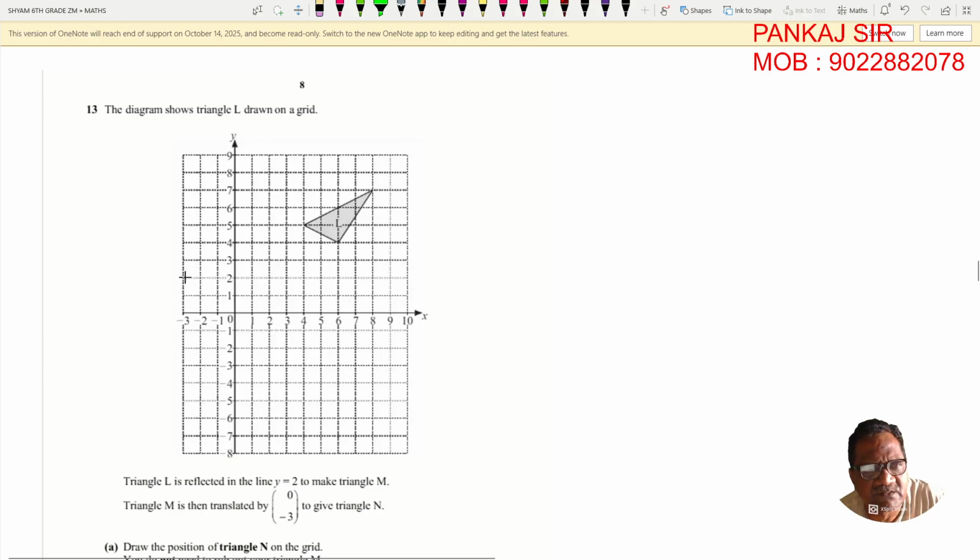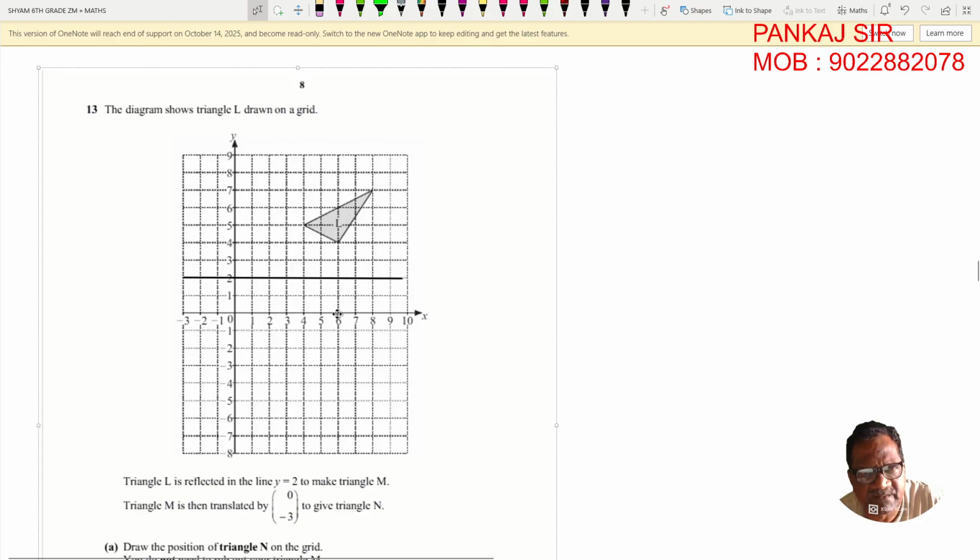So along this particular line, this is that mirror line. So along this line it is going to be reflected. So triangle L is reflected in the line y equal to 2 to make triangle M. So let us reflect this L so that we get M. So this is 1 and 2 boxes perpendicular to the mirror line. So the image of this point will be, you go down straight 2 boxes over here.